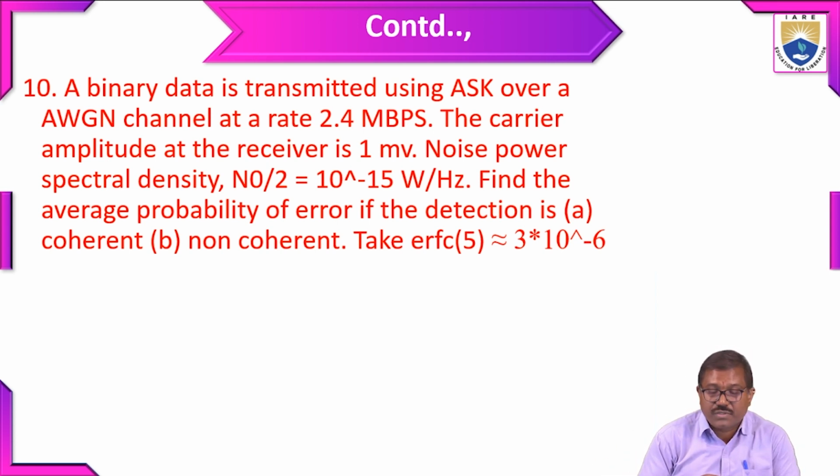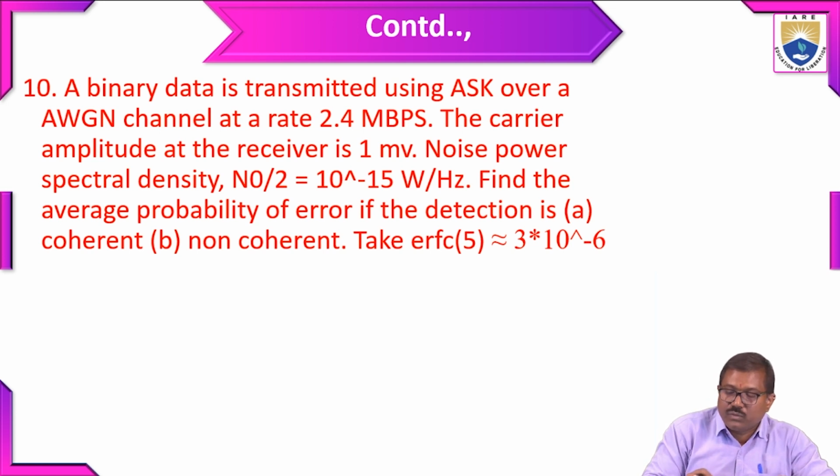So you can substitute the ERFC of 5 value directly in the probability of error. But you have to find the probability of error in two cases. The first case is coherent and the second one is the non-coherent version. So this problem is ASK.